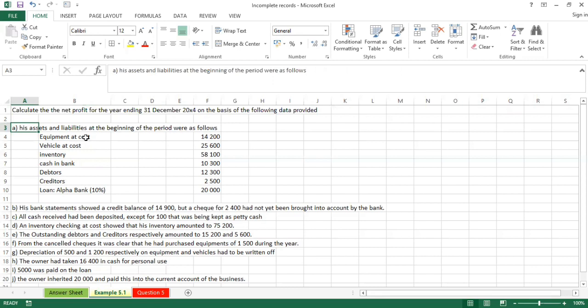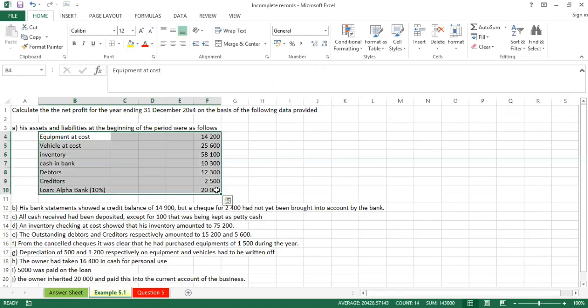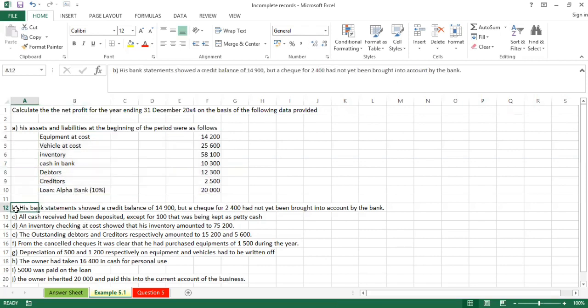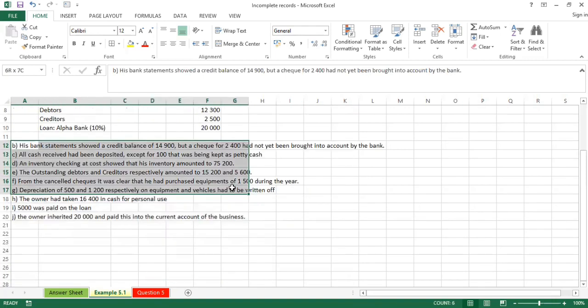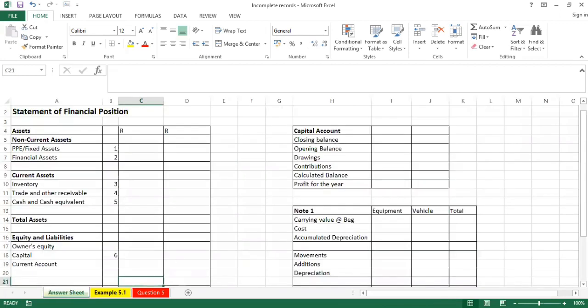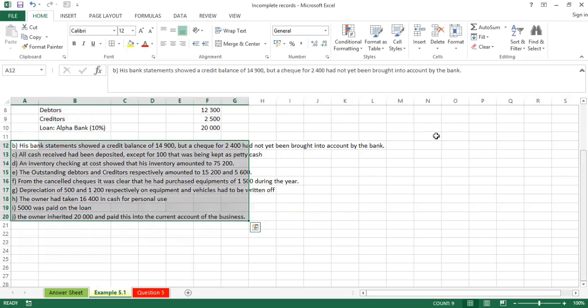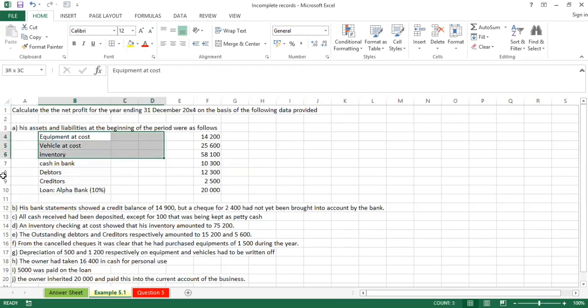You have your equipment, your vehicle, your inventory, cash in bank, debtors and creditors, also the loan. All this information provided here is from the beginning. Now we are given additional information, from B all the way going down. This is all the additional information that we'll be using to make all the necessary changes and complete our balance sheet. So A, we are given our information at the beginning, so it's more like our balance sheet. We have to do all the necessary changes in order to have our balance sheet at the end, with all the information that has been left out included.